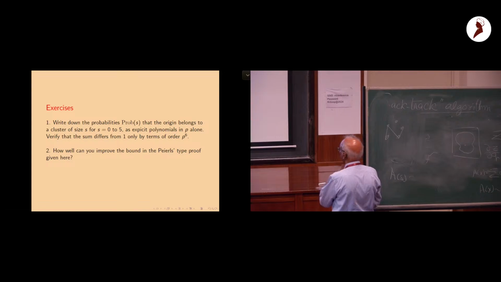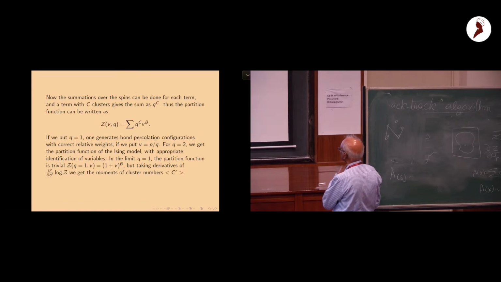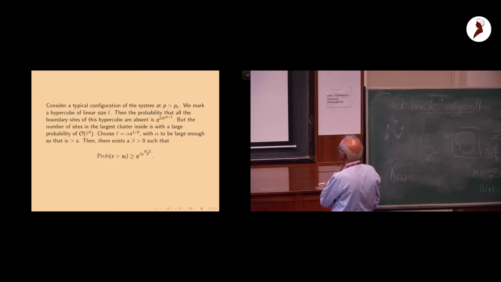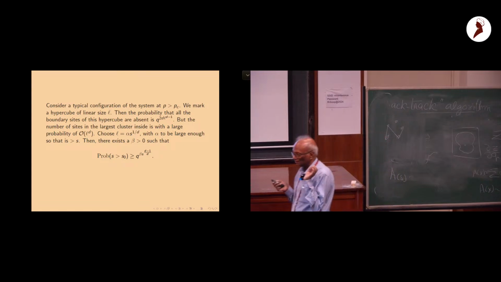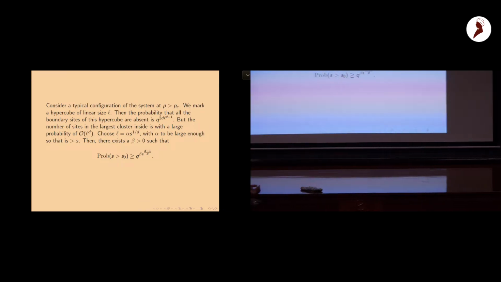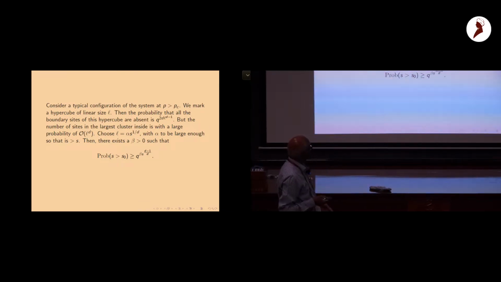Okay, let's just go back. Now, we mark a hypercube. The probability that all the cubes are absent is q to the power 2d l to the power d minus 1. 2d l to the power d minus 1 is actually the area of the surface, right? So that factor 2d was just put in because it's easy to put in that factor. And that's the bound.